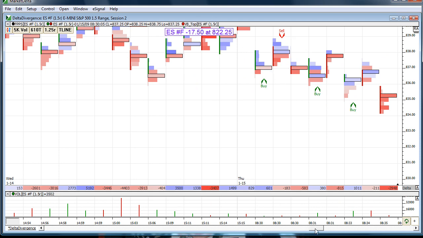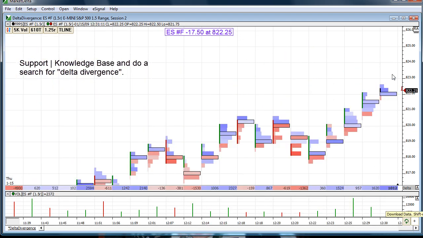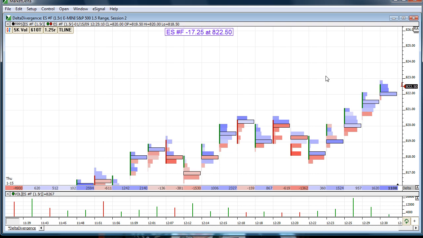I would highly recommend reading more about this custom indicator in our knowledge base under delta divergence, and if it's something you can program, you can. Otherwise, you're welcome to purchase this indicator. It's a one-time purchase that'll work with a Pro or Pro Complete license of Market Delta.